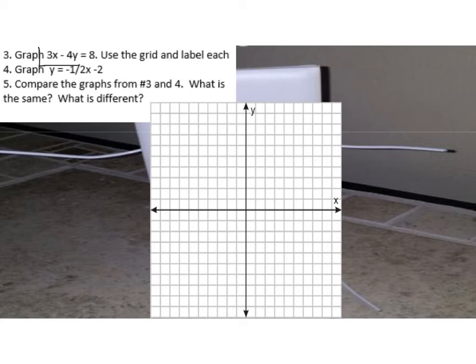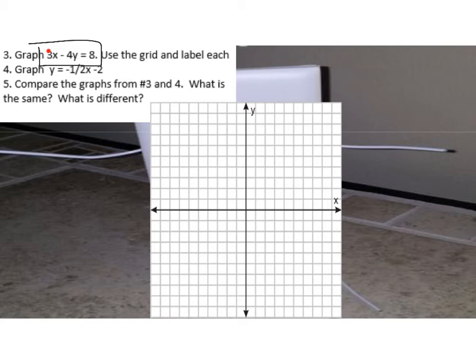Now, if you notice, the equation for number 3 is 3x minus 4y equals 8. You could rearrange the equations and put them in the slope-intercept form. I'm not going to do that. Since it's already in standard form, I think the easiest thing to do is graph with the cover-up method.